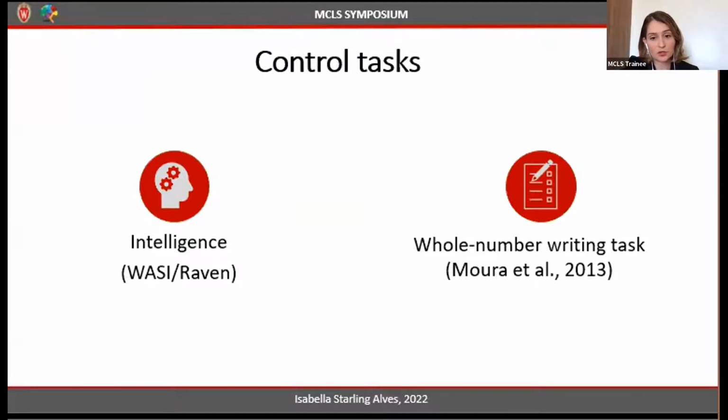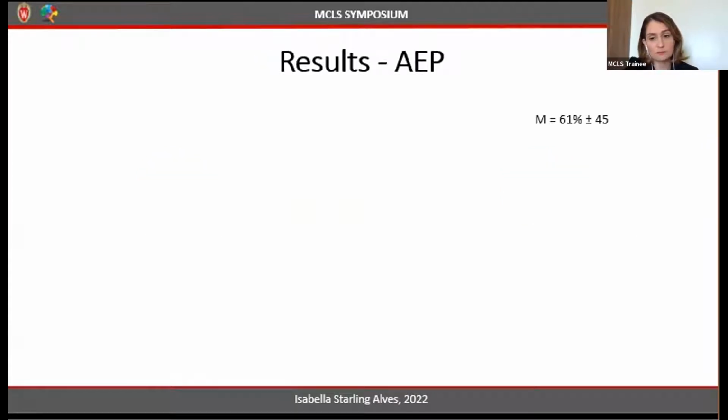Participants also did control tasks. They completed intelligence tasks. This was particularly important for the AEP participants because we wanted to understand if they had low literacy due to intelligence reasons, or if it was more due to life opportunities. And participants also completed a whole number writing task. I will not be focusing on this today, but participants had an average performance. So we did not have participants with very low intelligence.